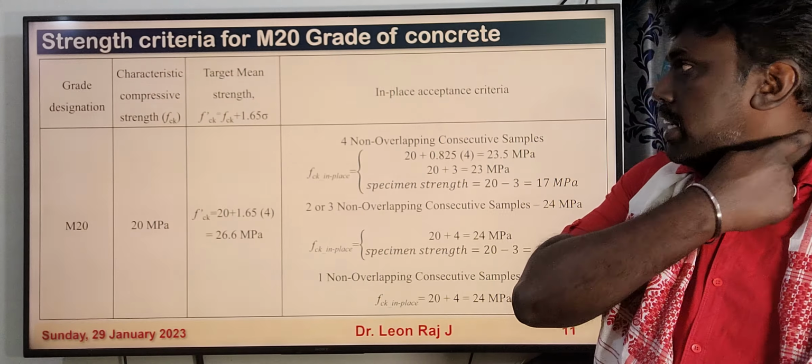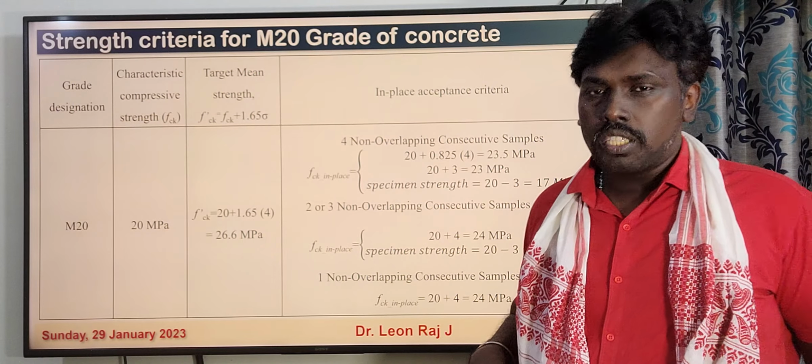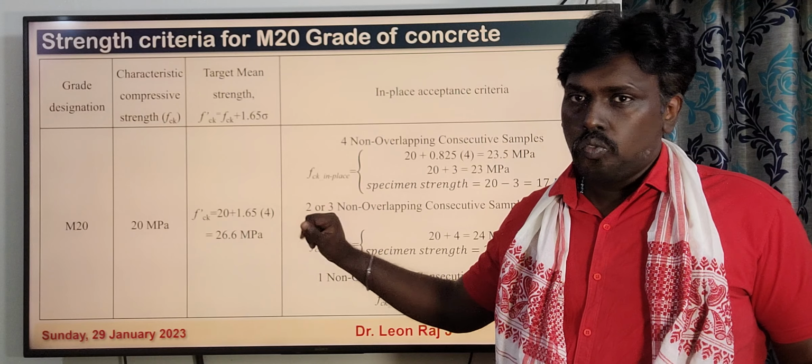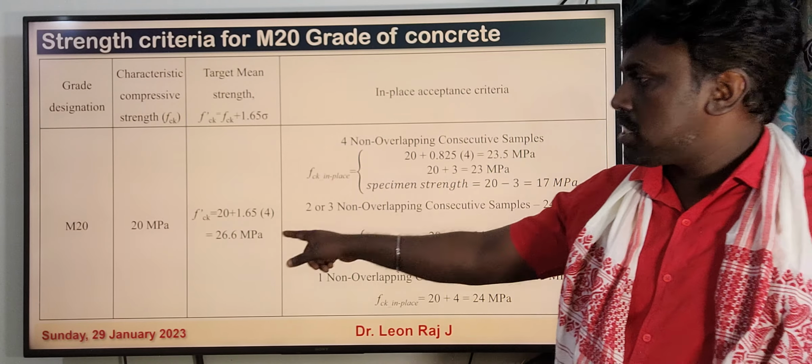Then the strength criteria for M20 grade of concrete. Grade designation M20, characteristic compressive strength 20 MPa, target mean strength F dash of CK is equal to FCK plus 1.65 into sigma. Here sigma is standard deviation, 4. So the target mean strength, that is the acceptance level of concrete at laboratory level, F dash of CK is equal to 20 plus 1.65 into 4, that is equal to 26.6 MPa.